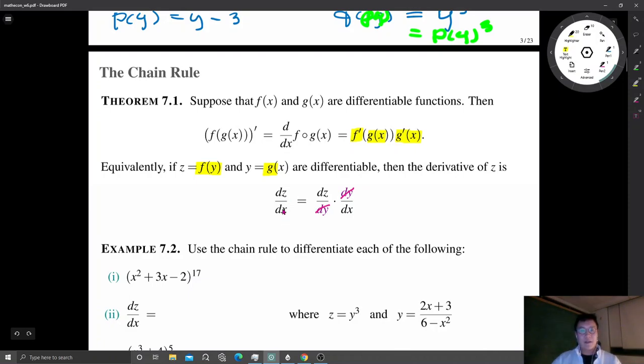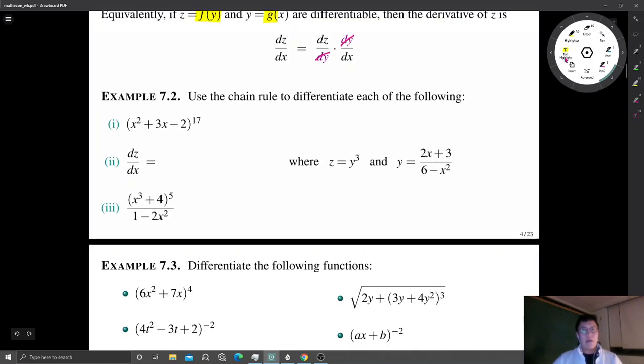Dz over dx, the infinitesimal change in the final output over the infinitesimal change in the original input, can be decomposed into dz over dy, the ratio of infinitesimal changes of the final output to the intermediate input, and then dy over dx. Because we can cancel out these two dy's from the right hand side, we are left with just dz over dx. That is one way to prove the chain rule. That is the basic idea of the chain rule.